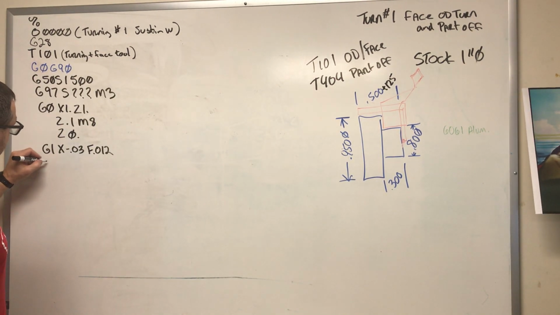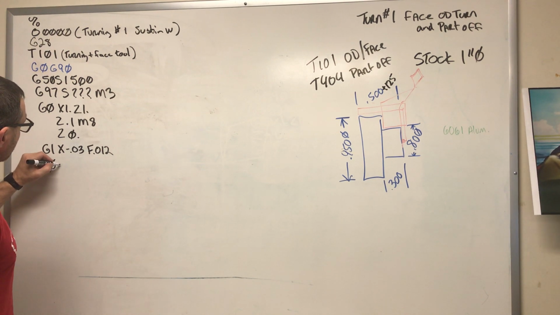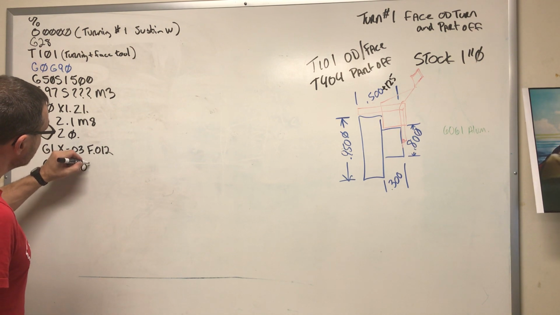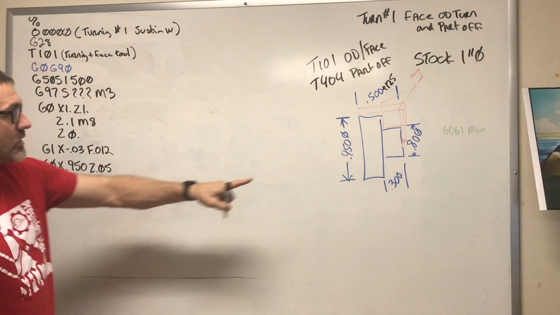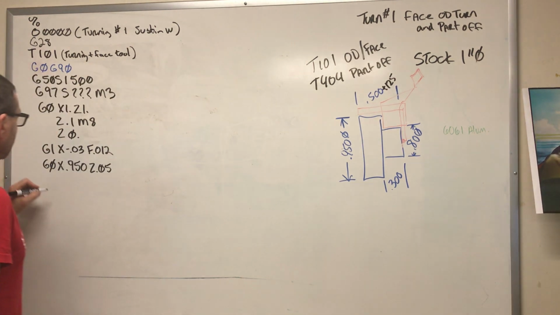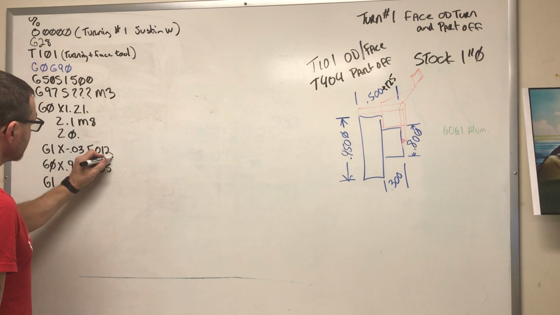My next move is going to be a rapid movement, G0, and I'm going to go up to X 0.950, and I'm going to go to Z 0.05. So I've positioned myself up to about right here so I can go ahead and go across here. Now I'm going to go back to G1. I've already got a feed rate. That feed rate stays modal.